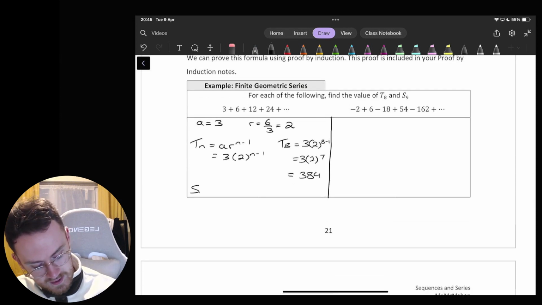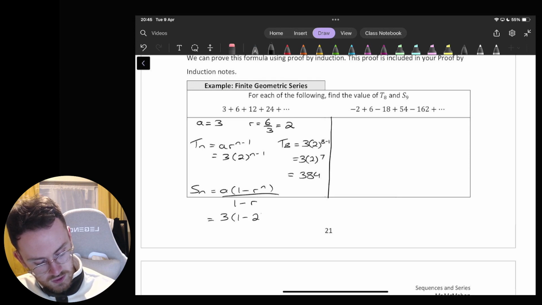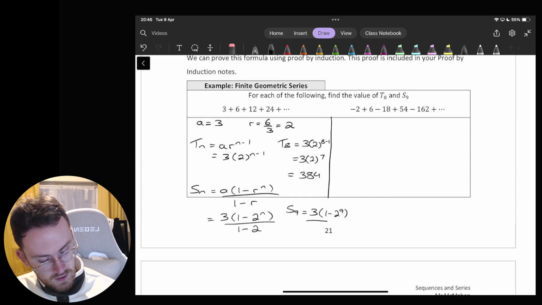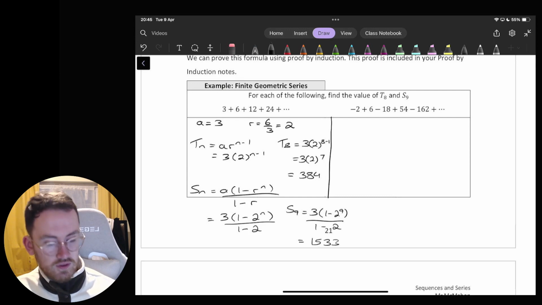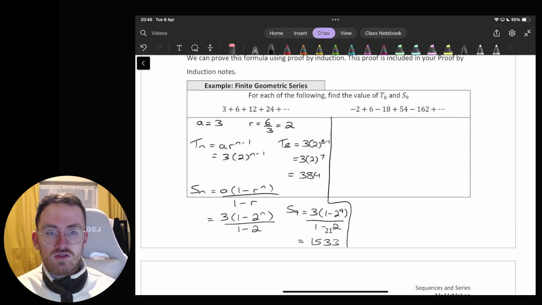Looking for Sn then, Sn is a times 1 minus r to the power of n all over 1 minus r. So that's going to be 3 times 1 minus 2 to the power of n all over 1 minus 2. I want to find S9. So that's going to be 3 times 1 minus 2 to the power of 9 all over 1 minus 2. And if I plug that into my calculator, I'm going to get an answer of 1533. So adding the first 9 terms of that sequence brings me up to a total of 1533.